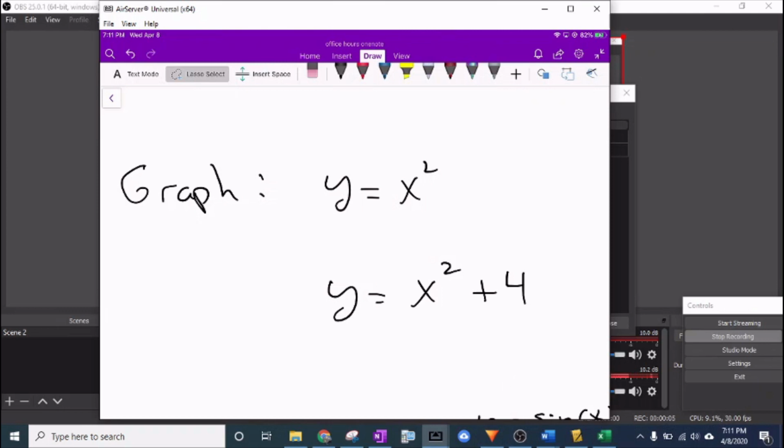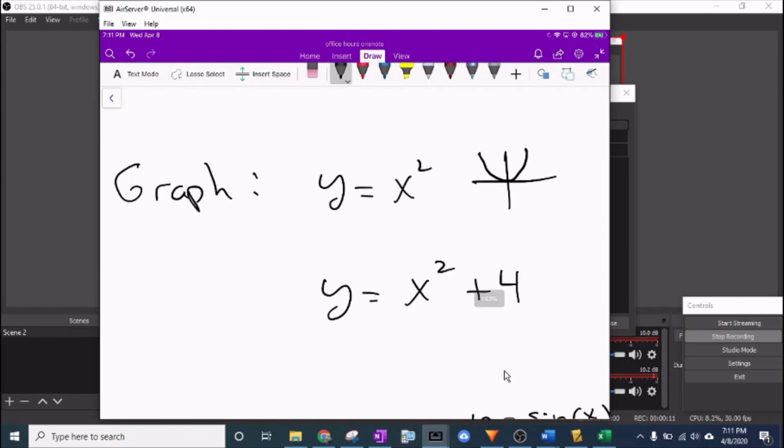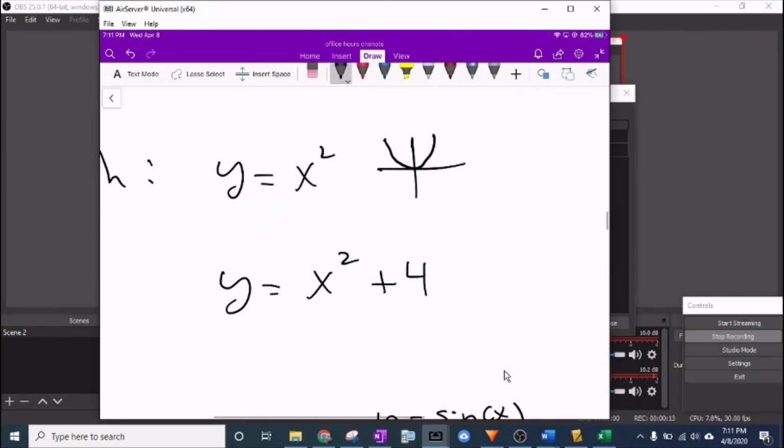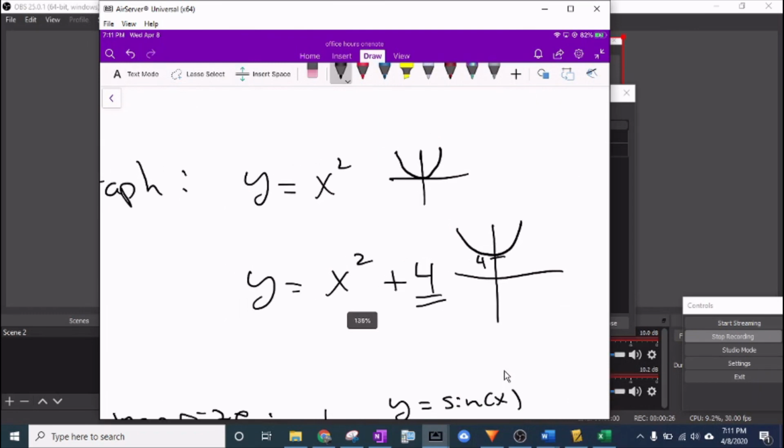At some point you were asked to graph y equals x squared. After a while, you just memorize the shape. It looks like that. And then when you were asked to graph y equals x squared plus 4, at some point or another, you realize this just adds 4 to each y value, so it just shifts this up 4 units. We're going to do something similar with the sine function.